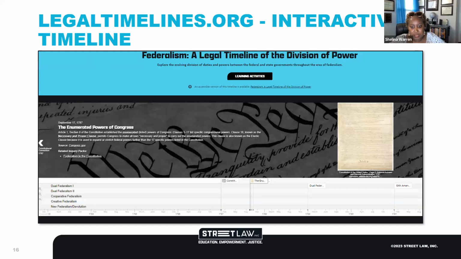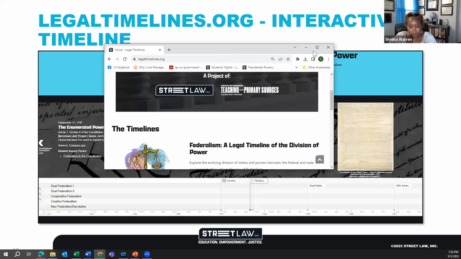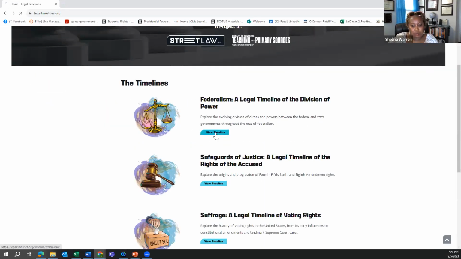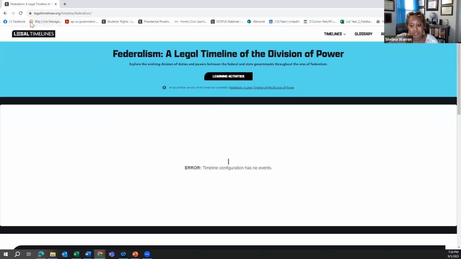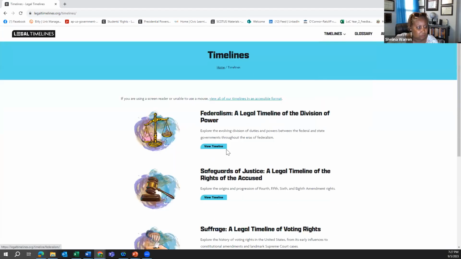legaltimelines.org. The Constitution and specific amendments figure prominently in all of the legal timelines, but especially in the federalism timeline, as it presents the division of power amongst the state and federal governments. Kathy, do you want to start showing the actual website? So when you first encounter the federalism timeline, you'll see this page. Federalism is divided up into 6 different eras, starting with pre-federalism.